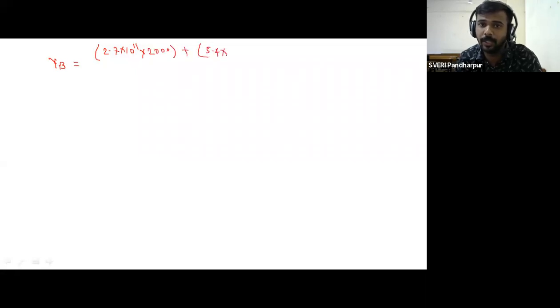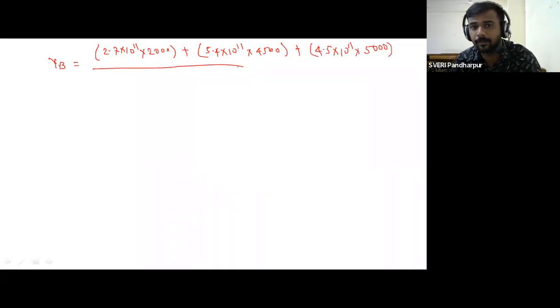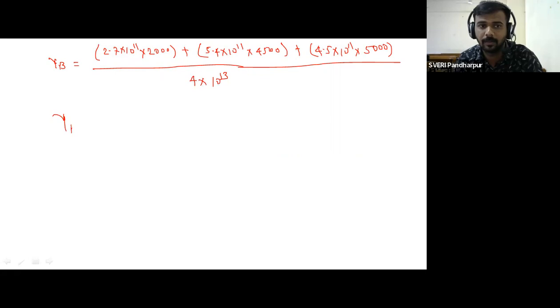Now put the values in the final equation. You will get the final answer. YB is equal to, so A1 is equal to 2.7 into 10 raised to 11 into 2000 plus 5.4 into 10 raised to 11 into 4500 plus 4.5 into 10 raised to 11 into 5000, divided by 4 into 10 raised to 30.